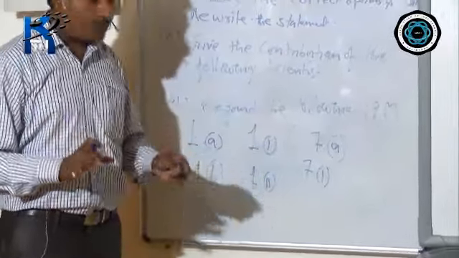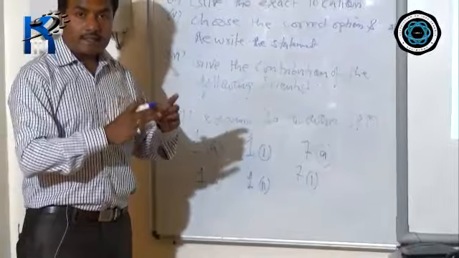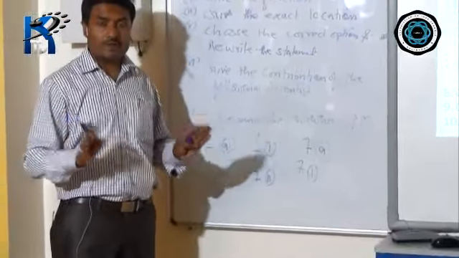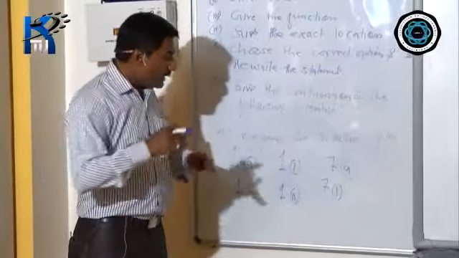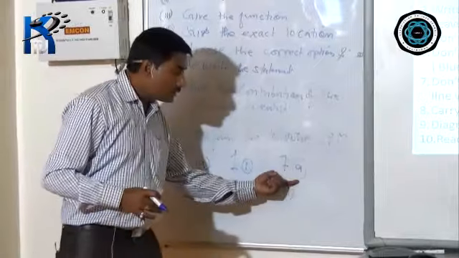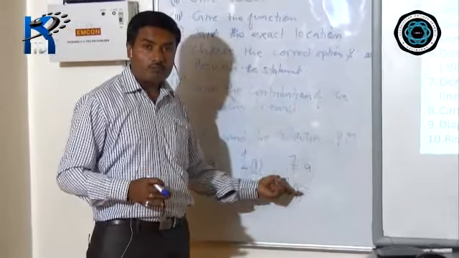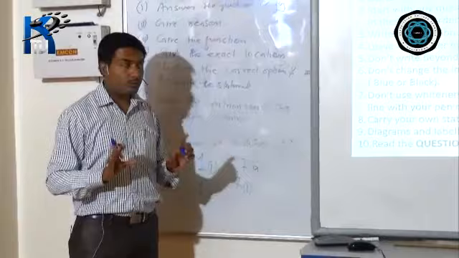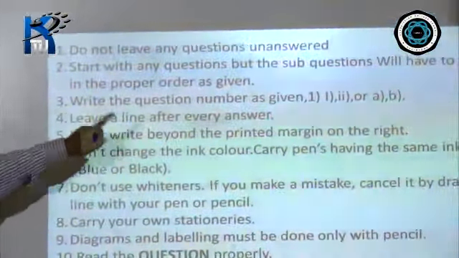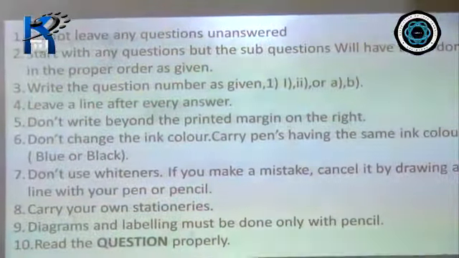Whichever question you attempt, when you are writing in any other pages, do it accordingly. The best way is to do it accordingly. But even if you have missed out and you want to do it, then write the correct question number with the subparts properly. Number 3, write the question number as given. Just now what I told you was number 3.